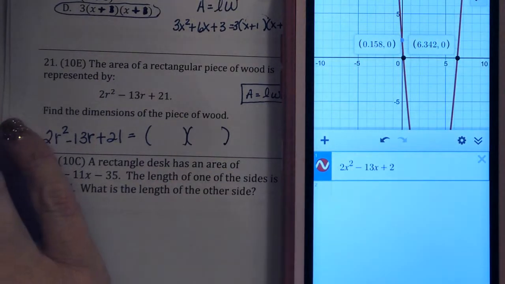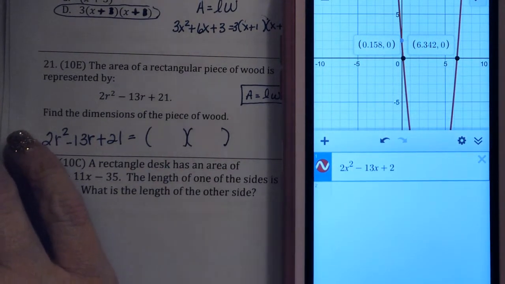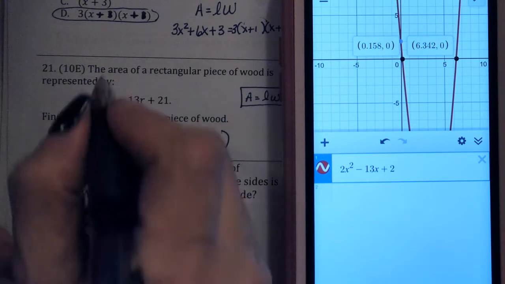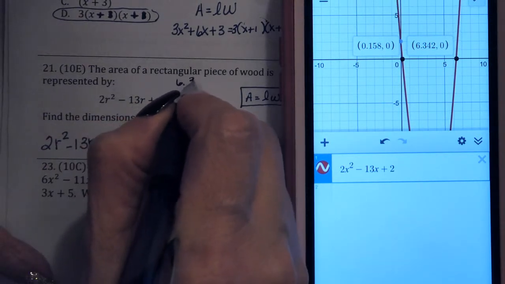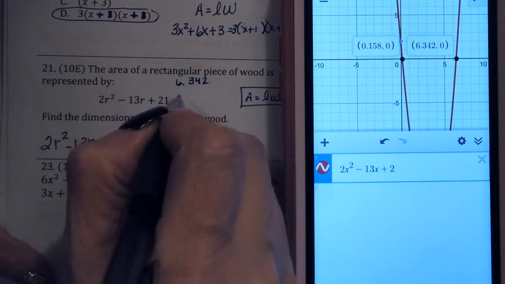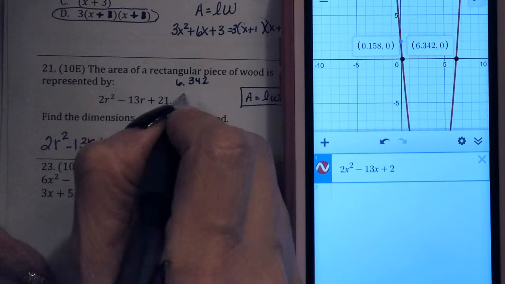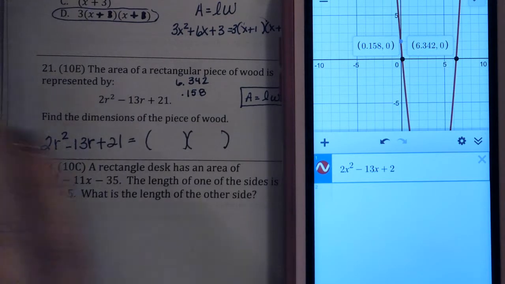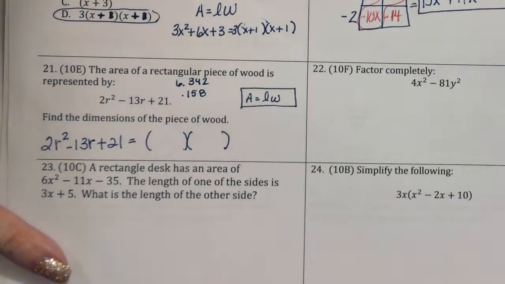In my class, we always just looked for the zeros, which in this case, oh, there's some yucky zeros, aren't they? 6.342, I'm going to put them up here, 6.342 and positive 0.158. Hopefully I've left you a little more room to work on that one, because the one I'm working on doesn't have a lot of room. All right, so I'm going to grab my calculator.